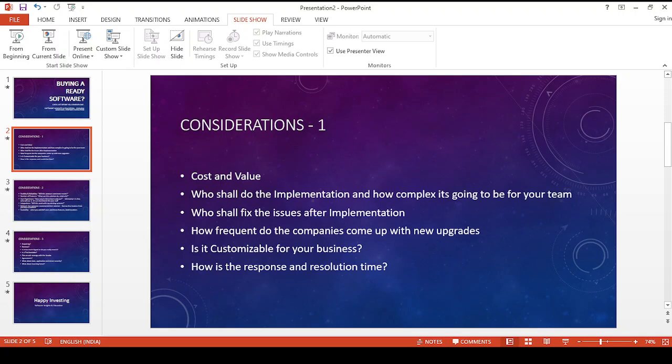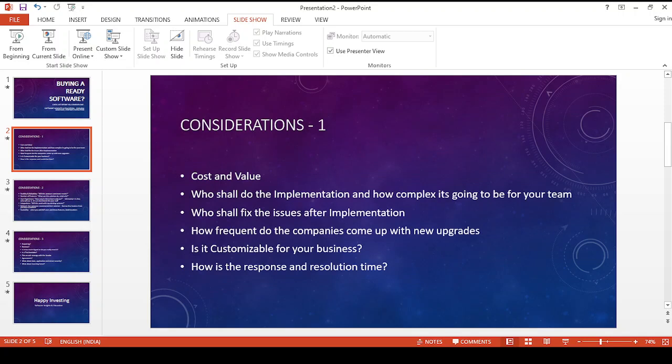So who shall fix the issues after implementation? The buck does not stop there. There will be issues after the implementation, and who will be the responsible person for fixing the bugs as well as supporting you after implementation? One more question to consider is, how frequently do the companies come up with new upgrades? This will also show the focus of the vendor towards improving the software and making reasonable changes so that it captures the latest developments in the market.